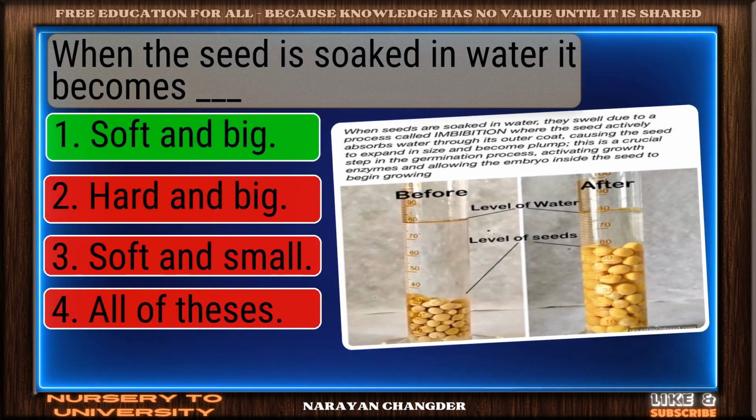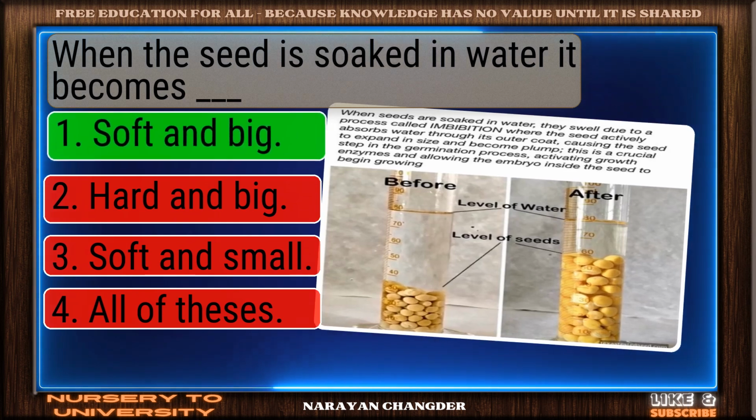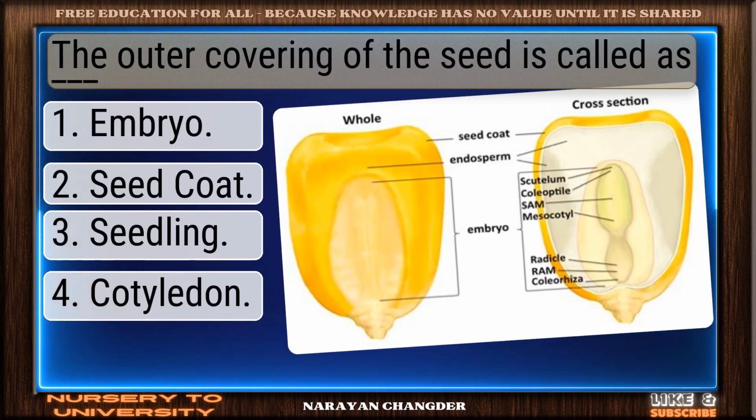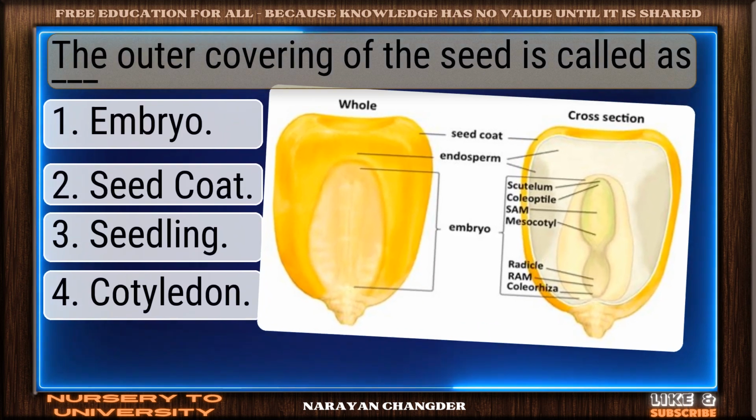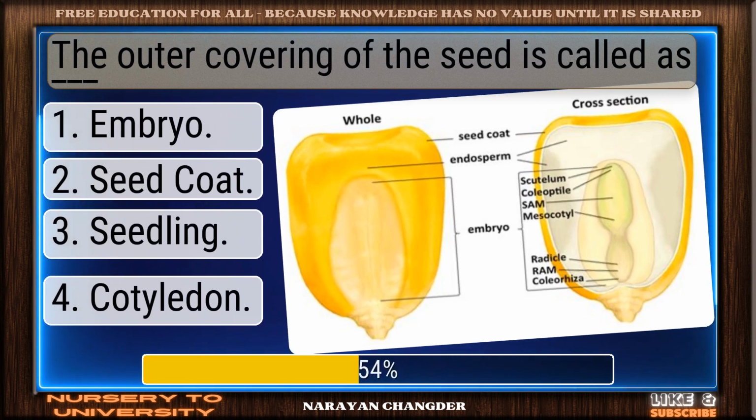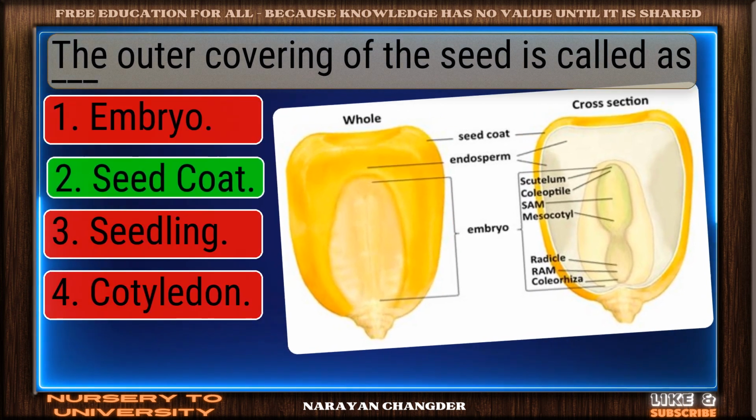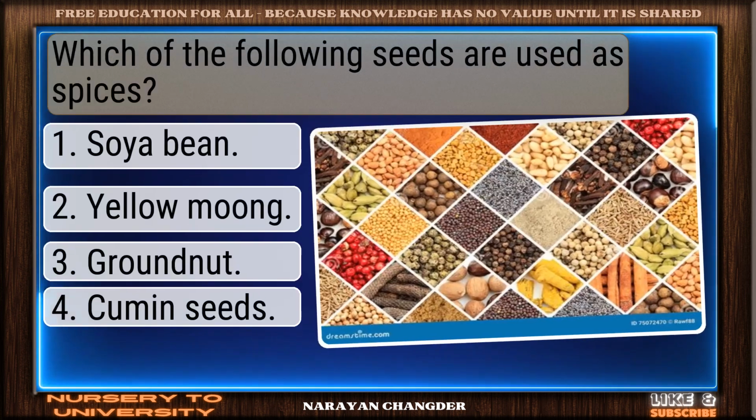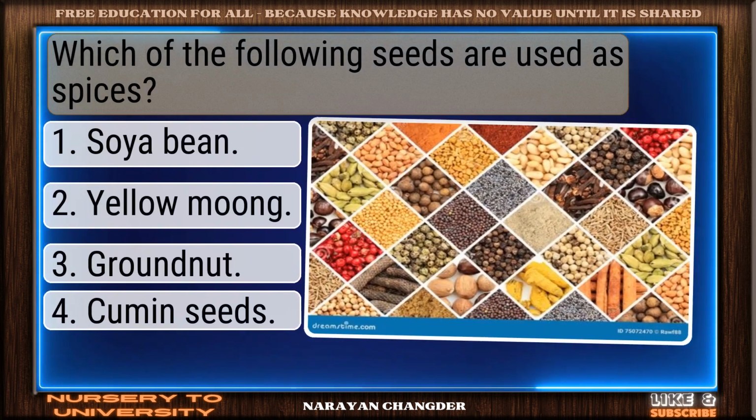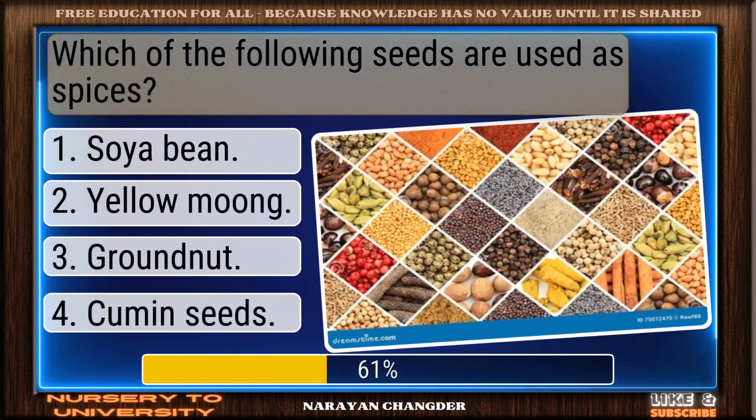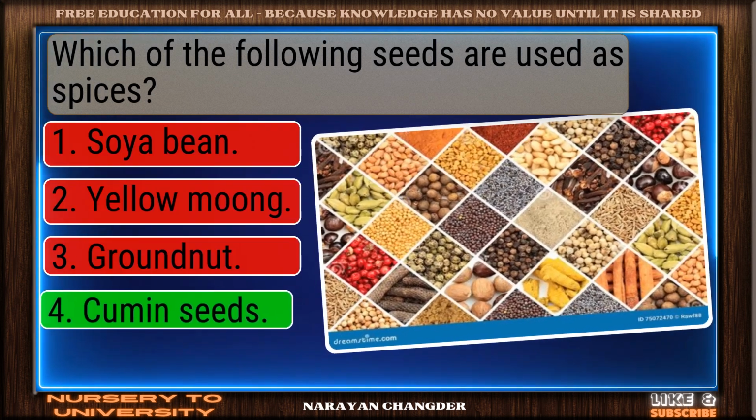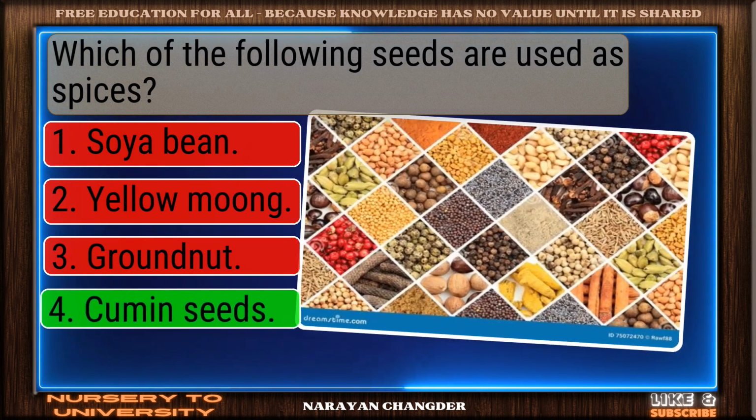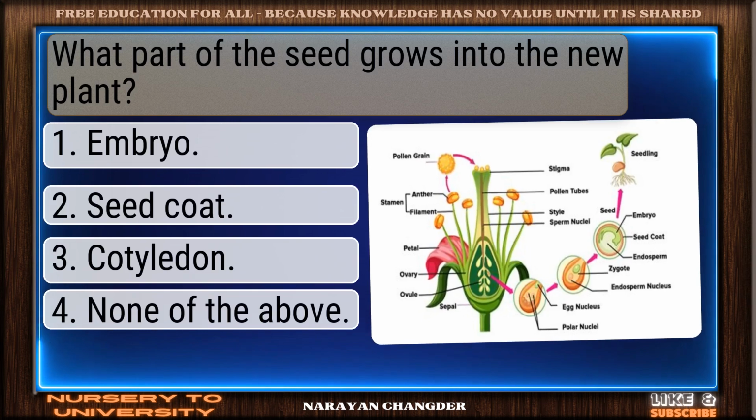Sharp thinking. Soft and big is the right choice. The outer covering of the seed is called as dash. Well reasoned. Seed coat is the correct choice. Which of the following seeds are used as spices? Solid response. Cumin seeds is a valid choice.